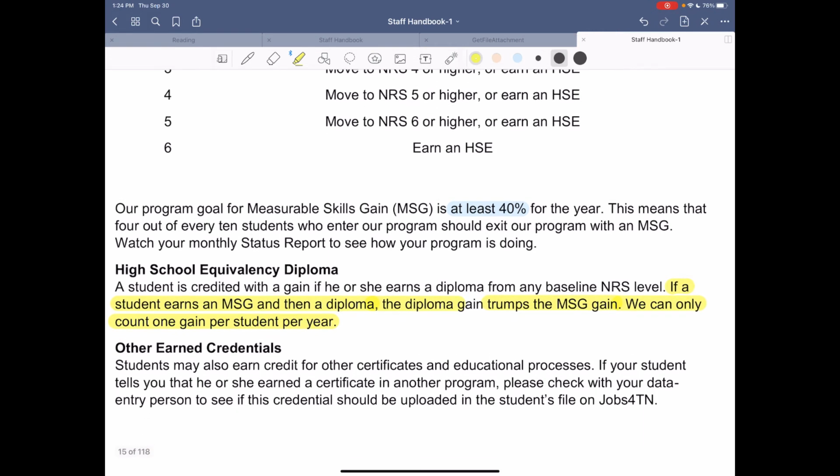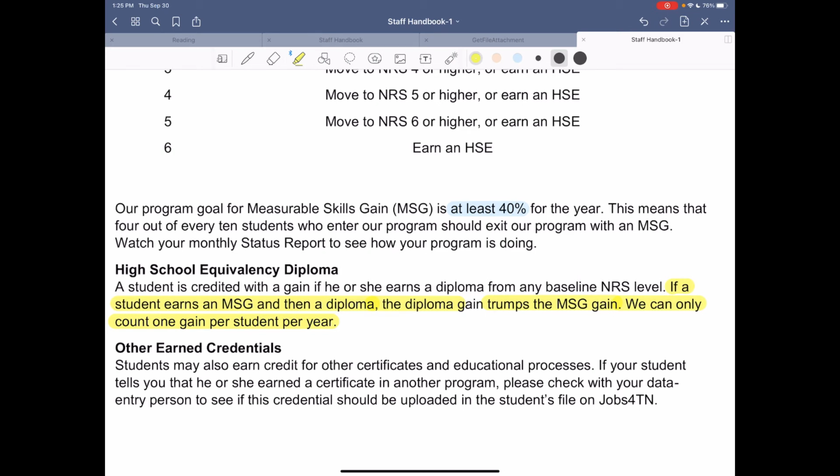Other earned credentials may also count for gains. Students may earn credit for certificates and educational processes that they go through. If your student tells you that he or she earned a certificate in another program, please check with your data entry person to see if this credential should be uploaded into the student's file on Jobs4TN.